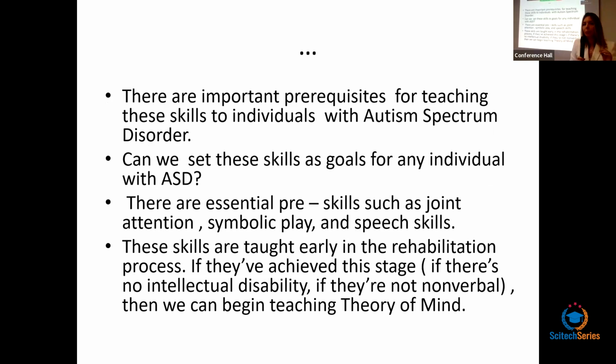There are important prerequisites for teaching these skills to individuals with autism spectrum disorder. Can we set these skills as goals for any individual with autism spectrum disorder? Of course, no. There are essential pre-skills such as joint attention, symbolic play, and speech skills. These skills are taught early in the rehabilitation process. If they have achieved this stage, then we can begin teaching theory of mind.